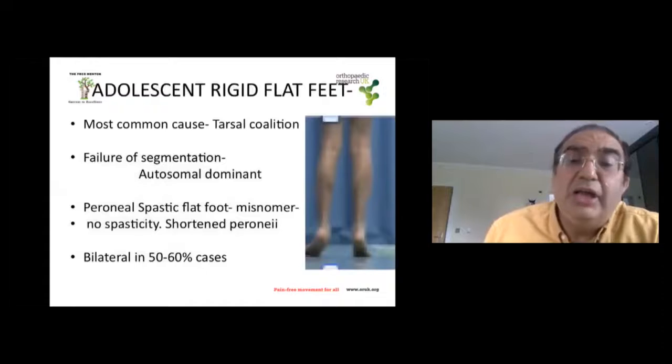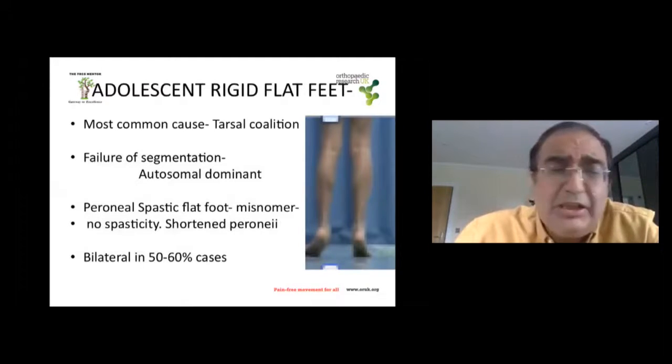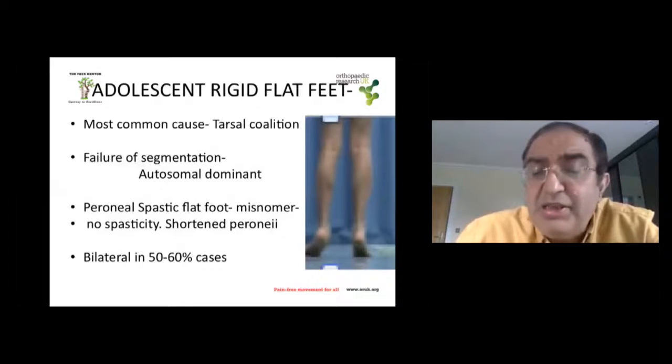So the adolescent rigid flat foot is a very important short case in the exam, and it's a tarsal coalition unless proved otherwise. It is a failure of segmentation. It is an autosomal dominant inheritance. It is also called, a misnomer, peroneal spastic flat foot.